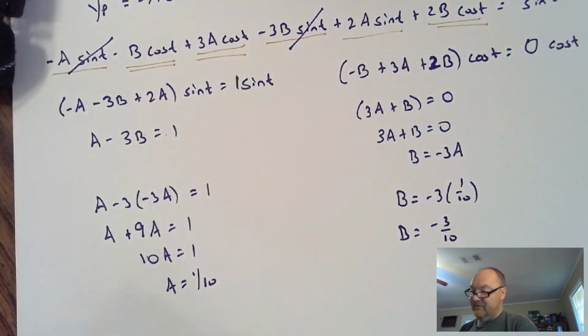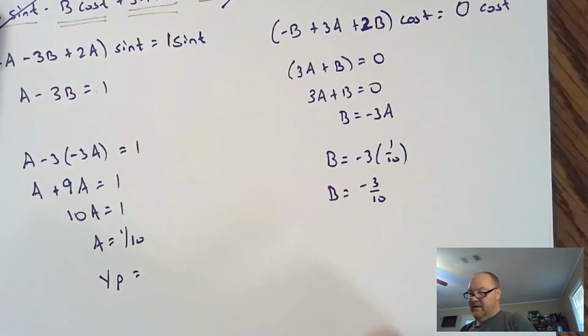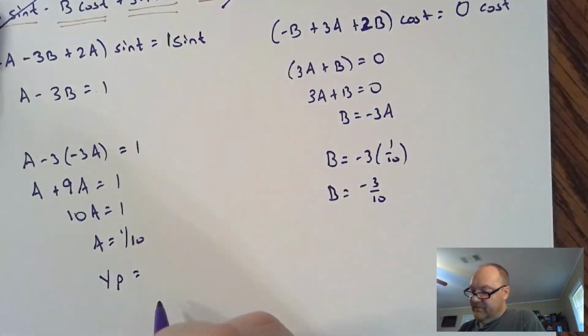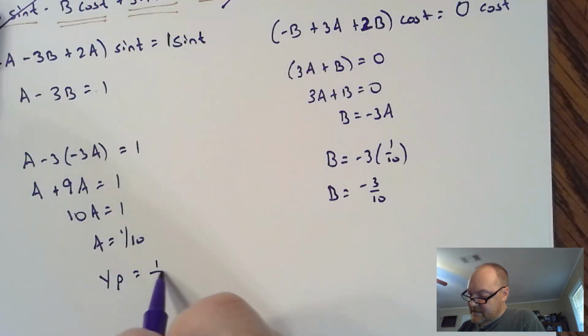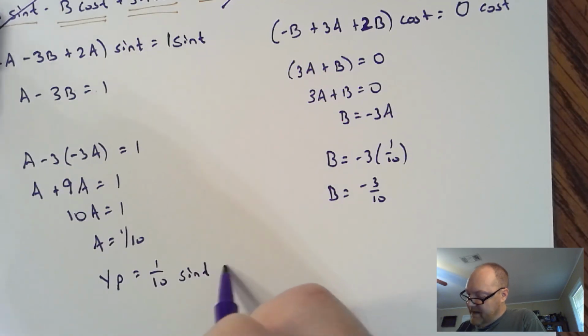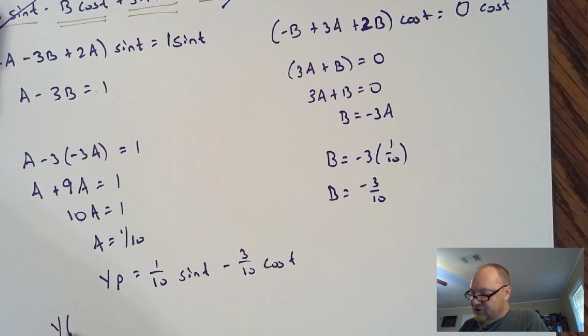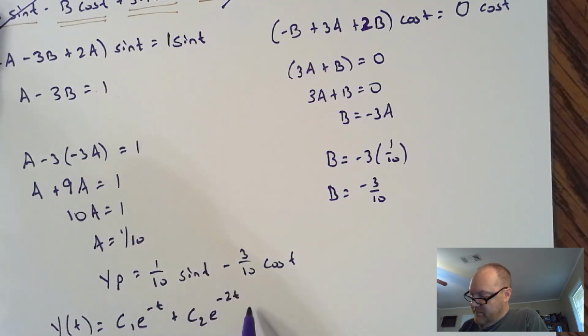So I'm ready to write my solution set finally. So my particular solution to this problem is a sine t plus b cosine t, and then my general solution is the characteristic equation solution plus the particular solution portion.